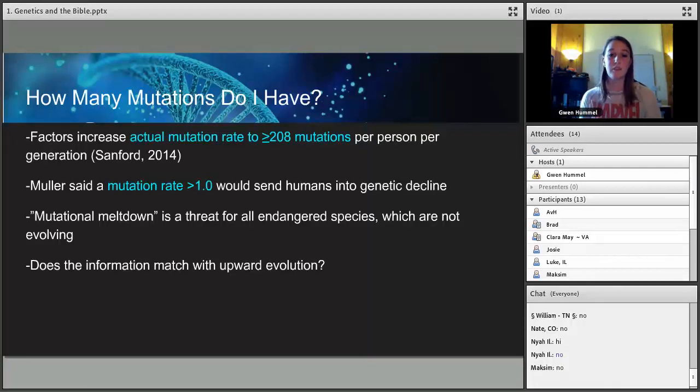They're actually starting to fall apart. So does any of this real information match with upward evolution? And the answer is no. It points in the opposite direction.